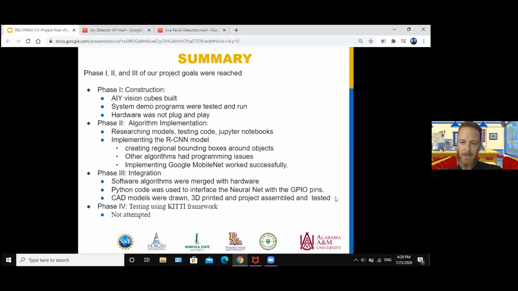During phase 3, we still need to keep working. We've pieced some of the pieces together, integrating the software and the hardware into the Mike Wozniak project, but lots more testing and feature expansion is, of course, possible. In phase 4, we're testing the Kitty framework, which we have not implemented yet.